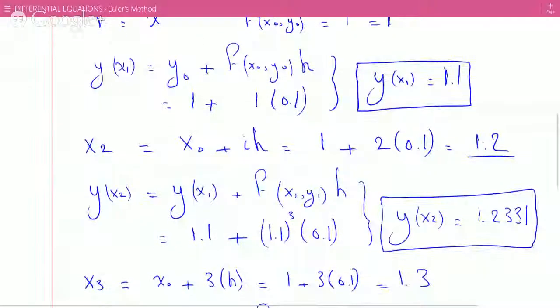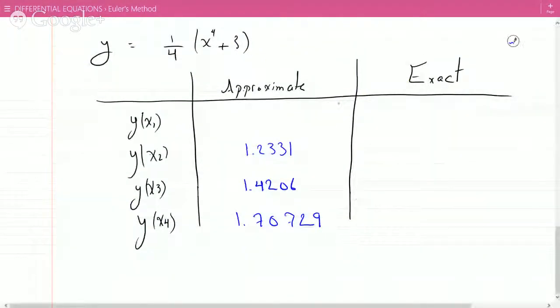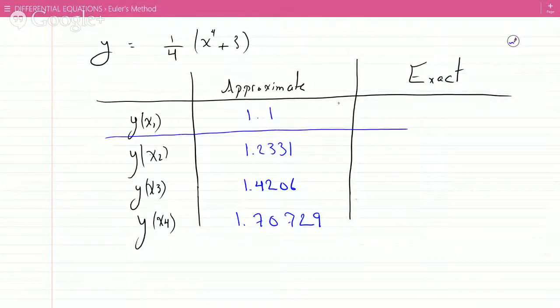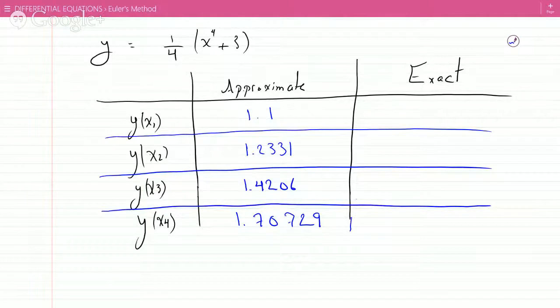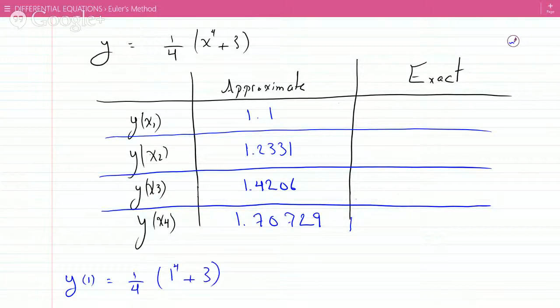Okay, so y of x1 was just simply 1.1. Okay, now for the exact, you just have to plug them here. So x1 was 1, so, right? Just to show you an example, y of 1 will be 1/4, 1 to the 4th plus 3. You just plug them in the solution. So you get 1 plus 3 is 4, 4 over 4 is 1. So you get 1.